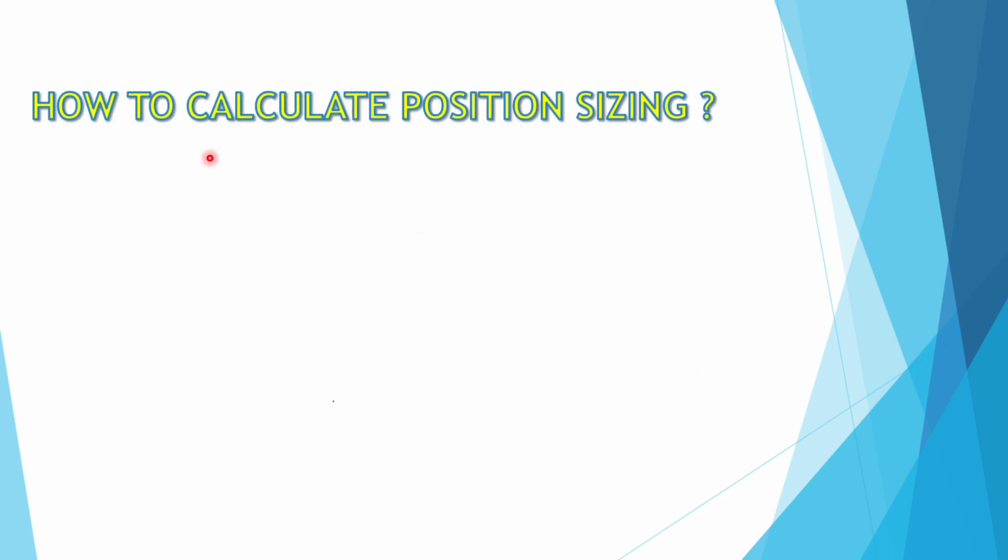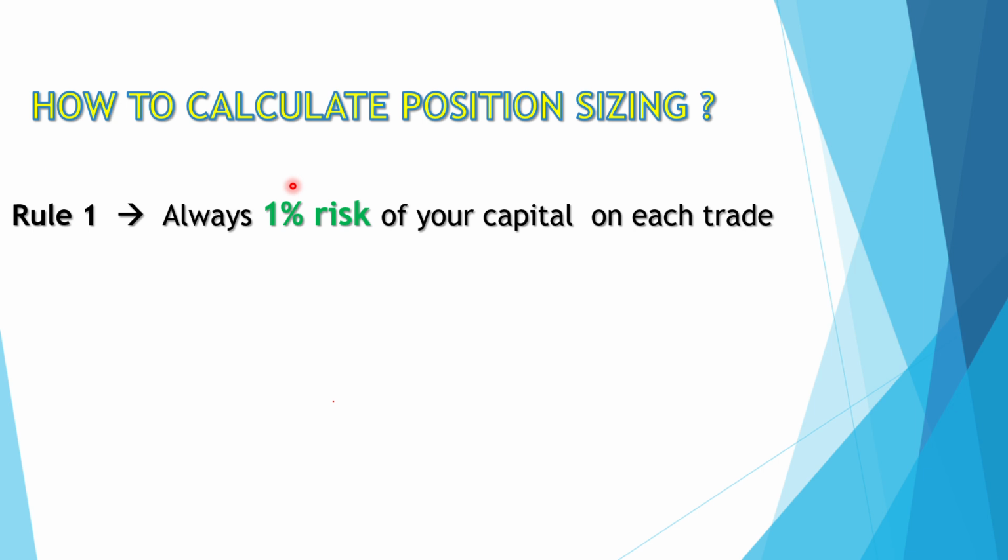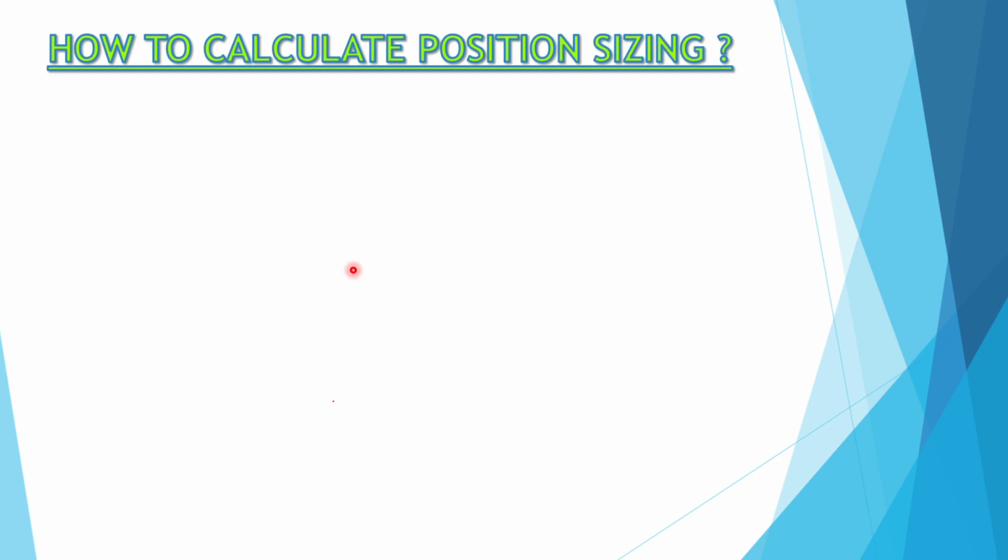So the third thing, how to calculate the position sizing? Before calculating it, we need to follow one rule: we should not risk more than 1% of our capital for that particular trade. That means suppose you have 1 lakh capital, we should not lose more than 1000 in that particular trade. Even if the stock goes into loss, we should not lose more than 1000 rupees, that is 1% of that 1 lakh.